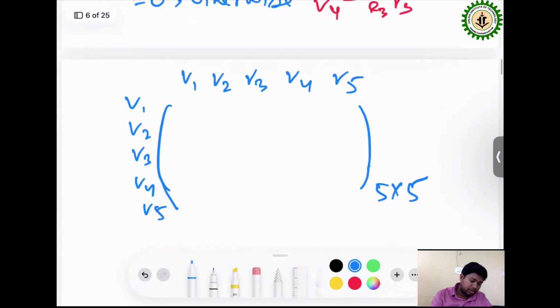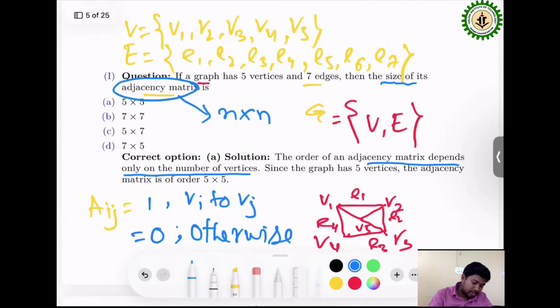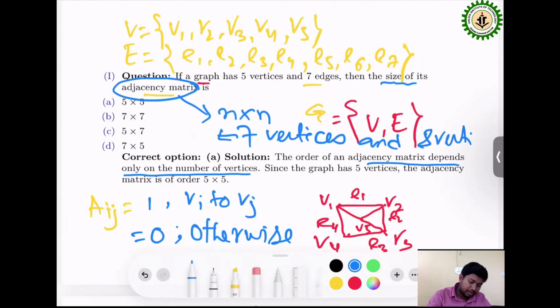Similarly, for similar types of questions, suppose 7 vertices with 5 edges, or 7 vertices with 8 edges. What do we answer in this situation? It depends on the vertices, so the answer is 7 cross 7. Always remember that the adjacency matrix always depends on the number of vertices, n cross n.